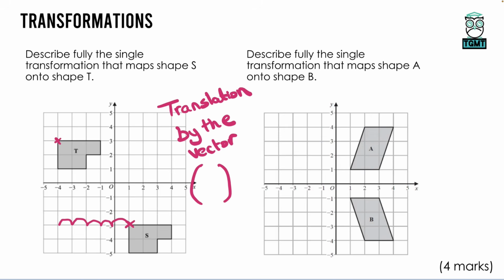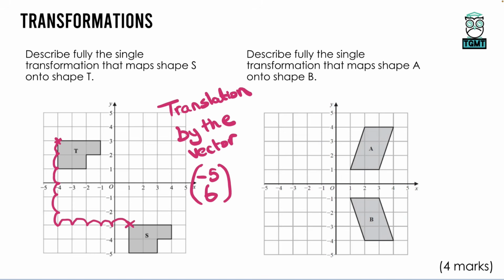The bottom number is up and down. So 1, 2, 3, 4, 5, 6. And that's 6 up, so +6. And there is my description. It's a translation by the vector -5, 6, which means 5 left and 6 up.